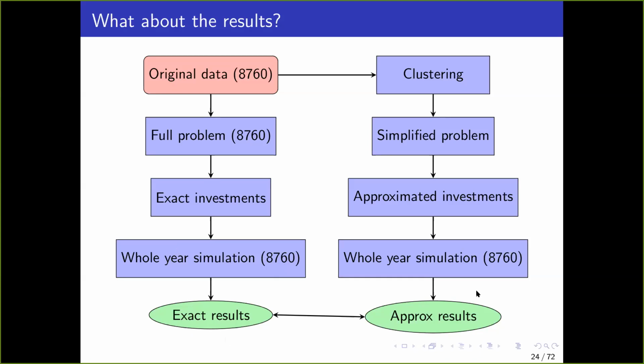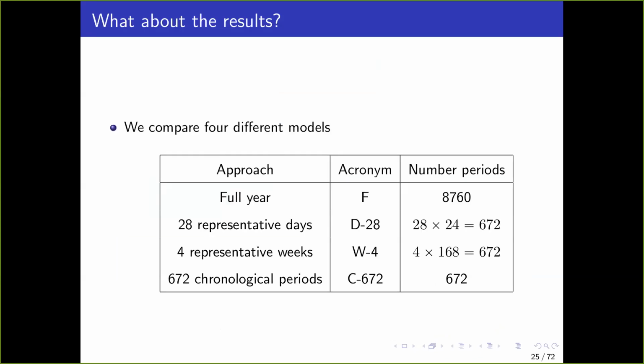On the right part, you take this original data and then you cluster the data. You solve a simplified problem, and that's going to be faster than the original one. Of course, the investments are not going to be exact, so there's going to be some degree of approximation. You also fix these investments, and then you again run the year simulation, including all the hours, and then you get approximate results. We're going to compare 4 different methods.